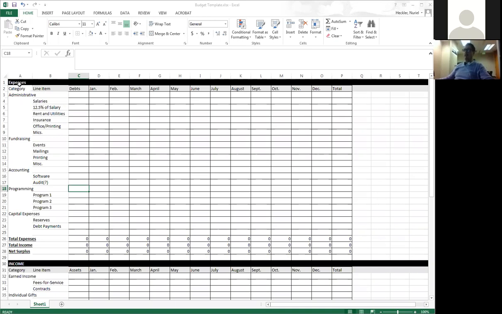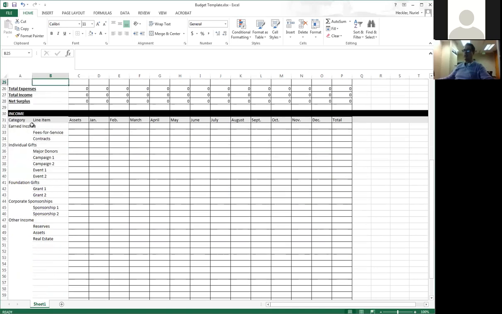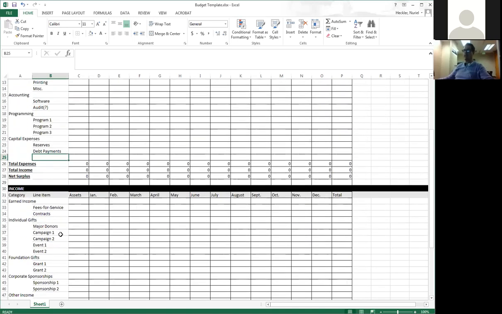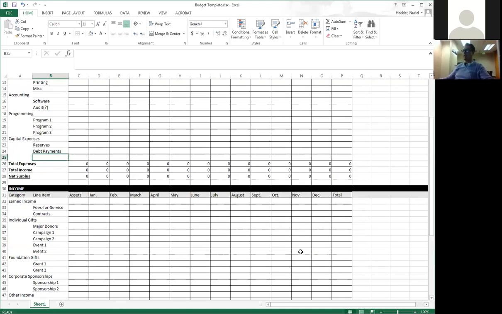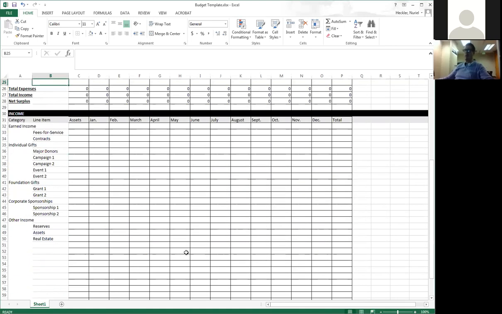All right, so here's your template. Over here, we've got categories of expenses. Down here, we've got categories of income. What you need to do is fill out each of these expenses and this income for your proposed nonprofit. It's basically a business plan, right? A nonprofit strategic plan that you'll be putting together for your final assignment.